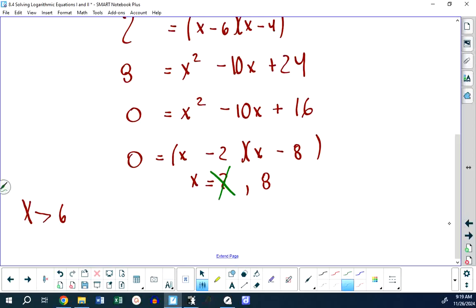And you know, I can't write down everything in my lesson, but I can tell you that if you're doing a written response, you should write a sentence there explaining why. You've already demonstrated the domain for x is x must be greater than 6. 2 is not in the domain, so 2 is not a solution, period, despite what the math tells us.